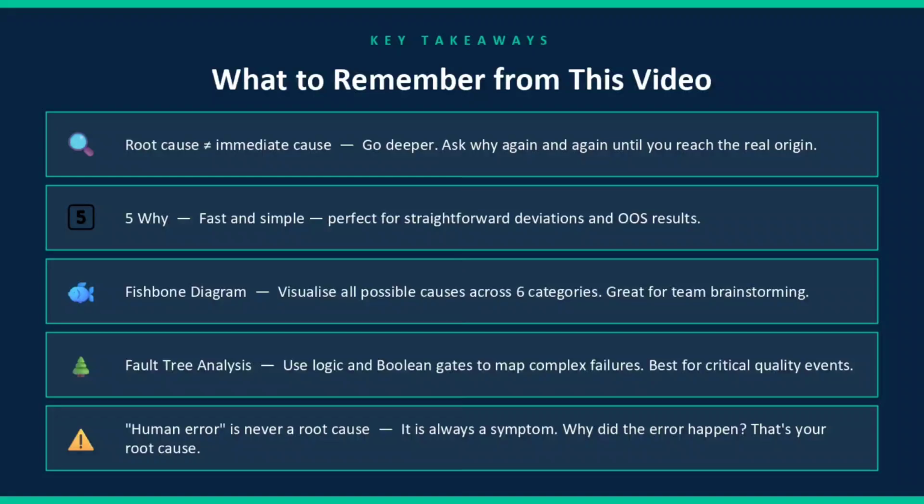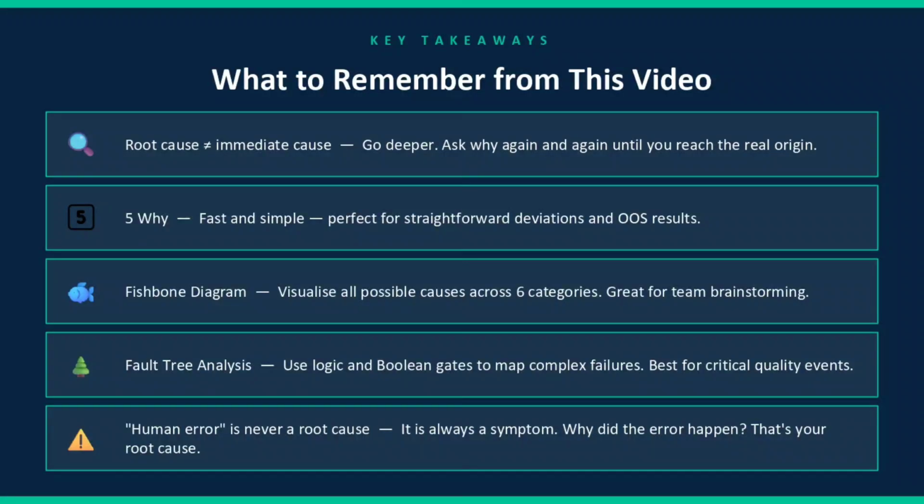Let's bring it all together. 5 things to remember from this video. Number 1. Root cause is not the immediate cause. Don't stop at the first answer. Dig deeper until you find the origin of the failure. Number 2. The 5Y is your everyday tool. Fast, simple, and sufficient for most deviations and OOS investigations. Number 3. The fishbone gives you the full picture. When you don't know where the cause is hiding, map all 6 categories with your team.